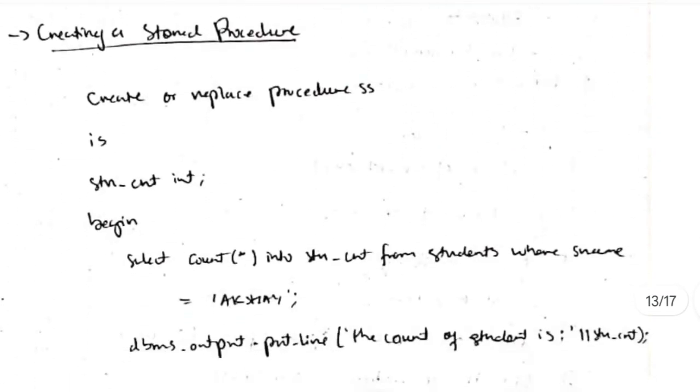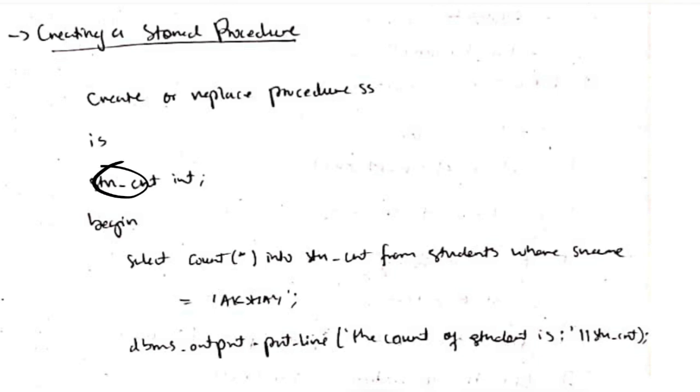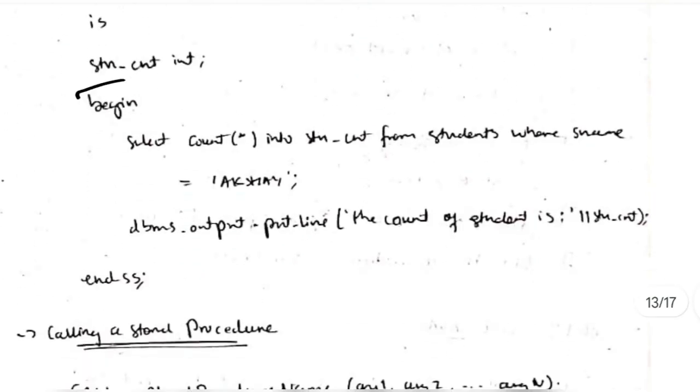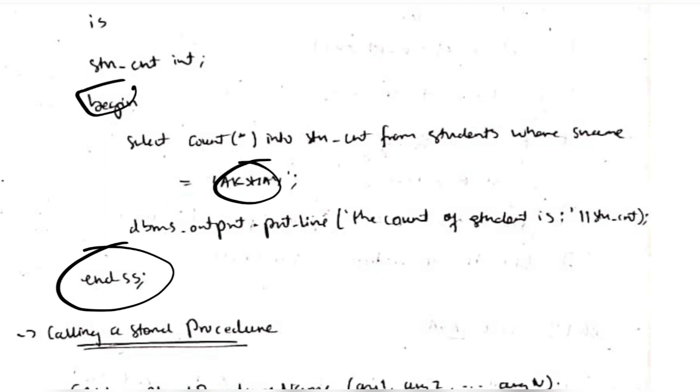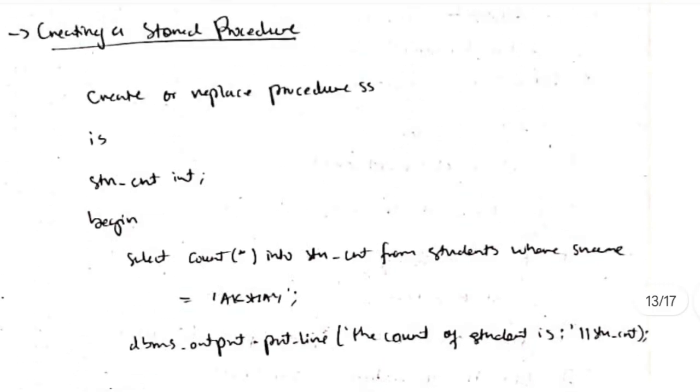So that is known as a stored procedure. You can create a stored procedure as follows. By using this syntax, specify the procedure name here and which variable you are using. Between begin and end, store your procedure. For example, here the procedure is to count the number of students who have the name Akshay and print the count. So whenever you want to execute, instead of writing this, you can just use a statement to execute it.